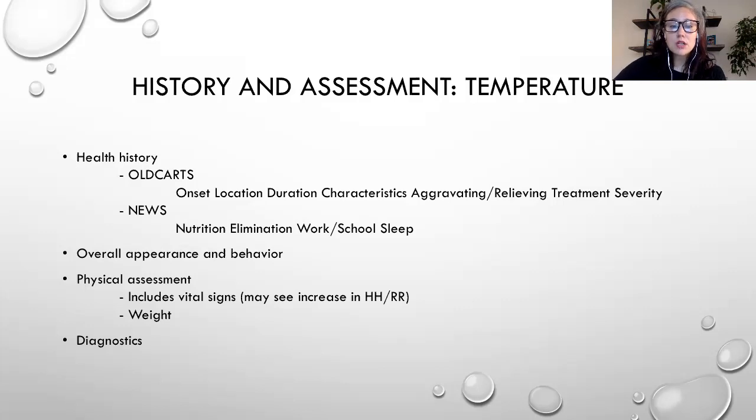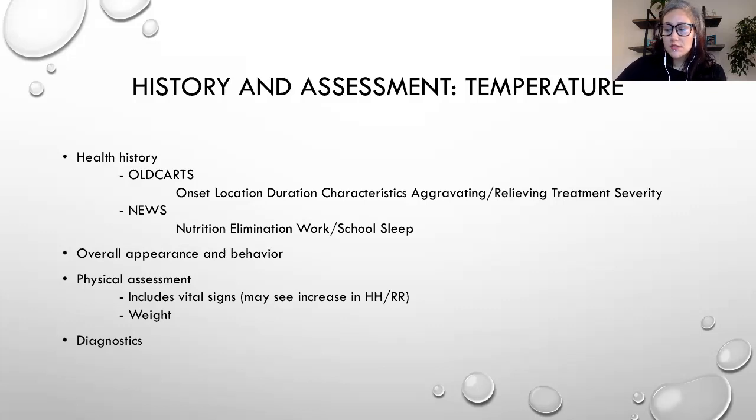And again, in pediatrics, you're not always going to have the opportunity for somebody to tell you what's going on. So you really have to pay attention to how that kid looks and what their behavior is. Physical assessment, again, is the same. That's going to include your vital signs. With the temperature, there's a very good chance you're going to see an increased heart rate or increased respiratory rate. In a physical assessment, we definitely want to include in pediatrics a weight as close to naked as you can, and we'll talk about that more in a little bit.